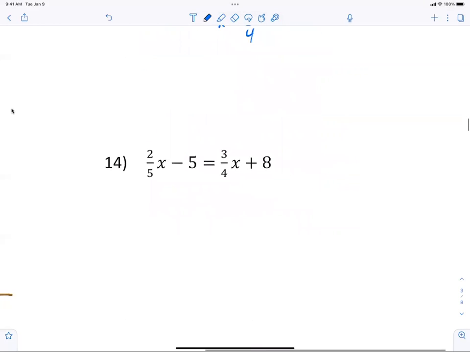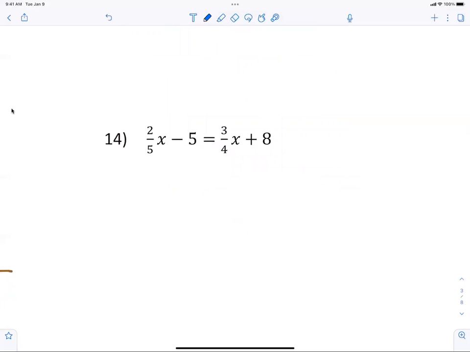All right, let's take a look at 14. All right, I've got some fractions in here. All right, so this can be annoying. All right. Who wants help with fractions? Who wants to volunteer for this one? All right, go. No, Jacob is. You already did one. Okay.